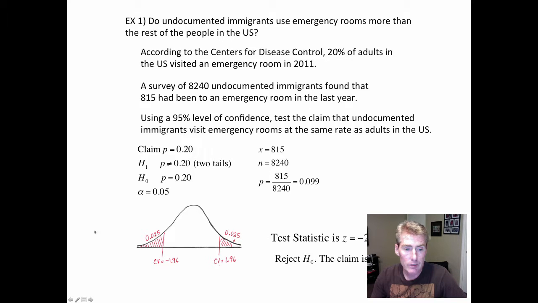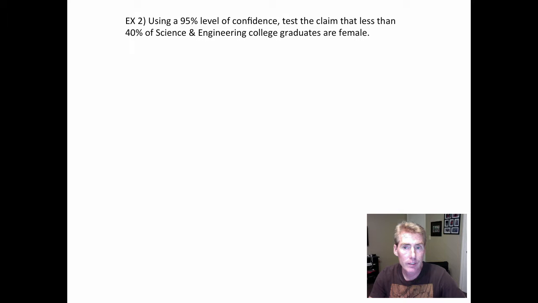So we start by saying reject H sub O, which means we're rejecting this equal sign. It is not equal to 20%. It's more like about 10% for undocumented immigrants. That means that the claim that said it was going to be 20% is wrong. Ta-da! We proved something. All right, let's try to prove something else.